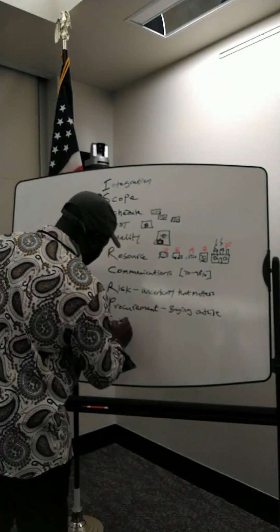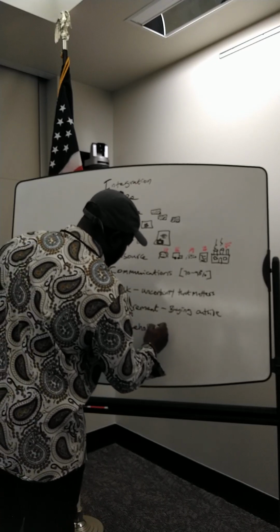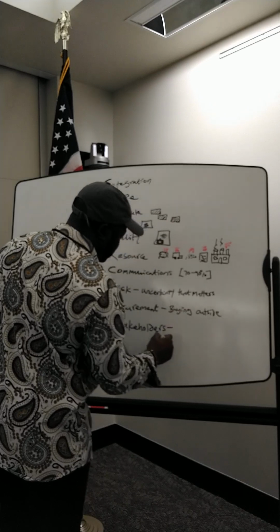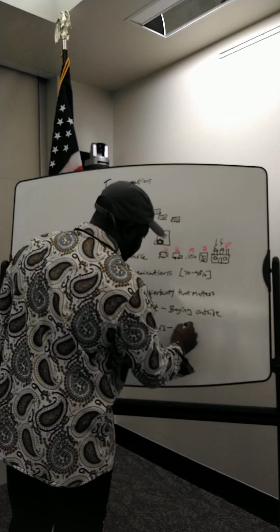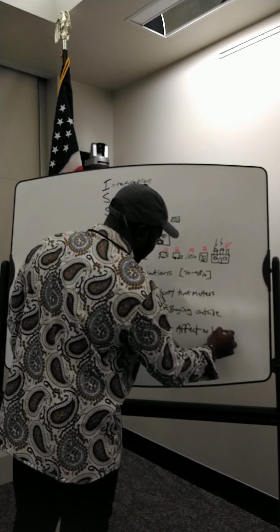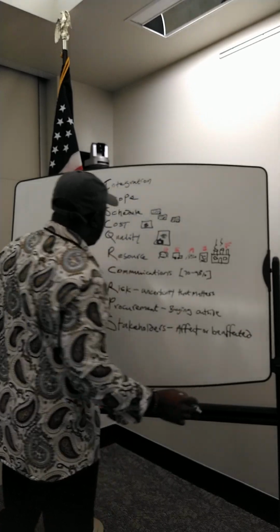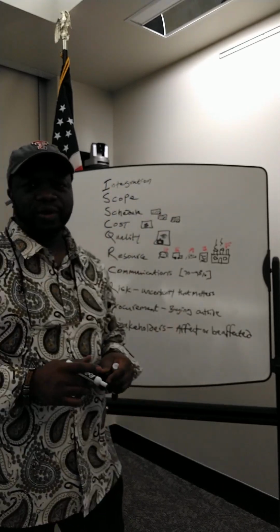Last but not least, we have stakeholder management. And stakeholders are people that can affect the project or be affected. So, affect the project or be affected by the project. And those are the 10 areas of knowledge.